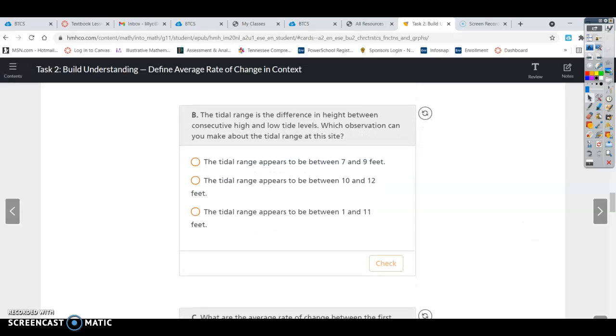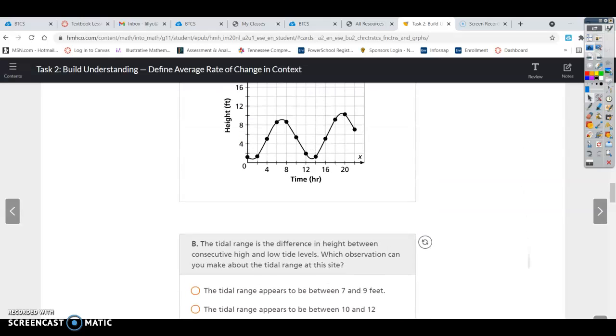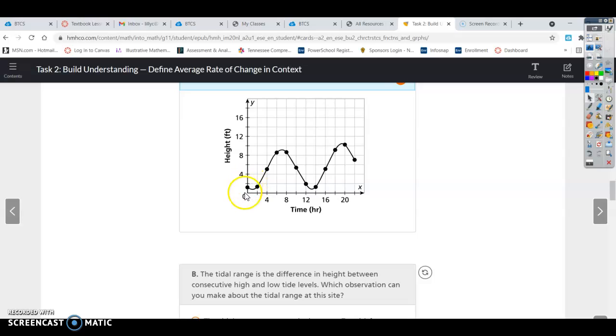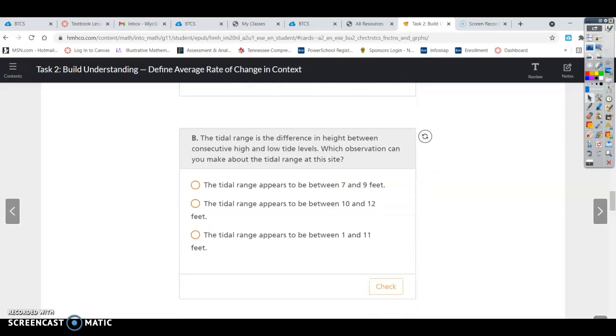Alright, it says the tidal range is the difference in height between the consecutive high and low tide levels. Which observation can you make about the tide range at this site? Alright, so if we look at this, we can see that low tide is around 1 feet. And high tide, this is 8, so this is 10. It looks like high tide here is about 9 feet. So it goes between 1 and 9. So if you choose one of these, and then we will answer it together.